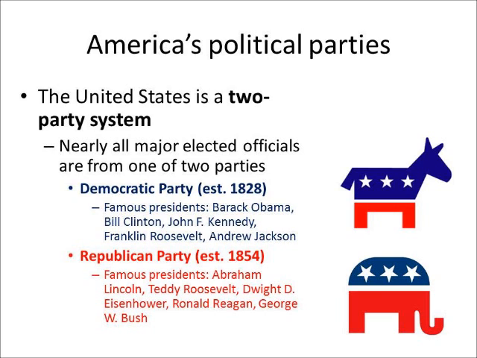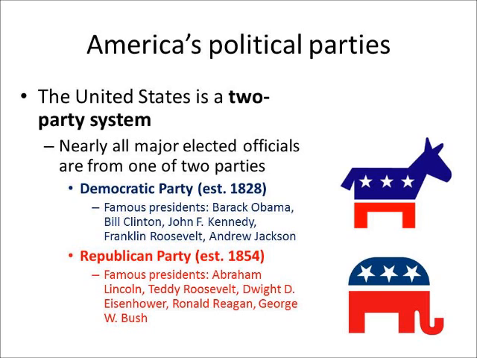The Democratic Party was the first of the two established. It was established in 1828. And it is the oldest currently operating political party in the United States. President Obama is a member of the Democratic Party. Some other famous presidents you may have heard of that were Democrats: Bill Clinton, who was president back in the 1990s and was president at the time that you guys were born. John F. Kennedy was a Democrat. Franklin Roosevelt, the president during World War II, was a Democrat, as was Andrew Jackson of $20 bill fame. He was actually the first Democratic U.S. president.